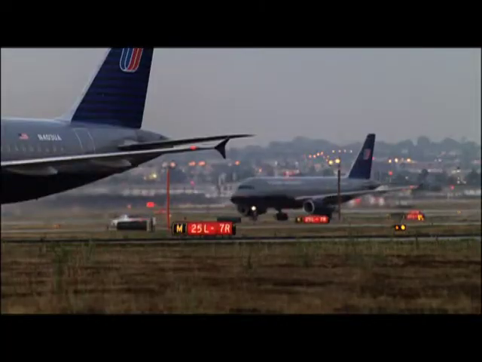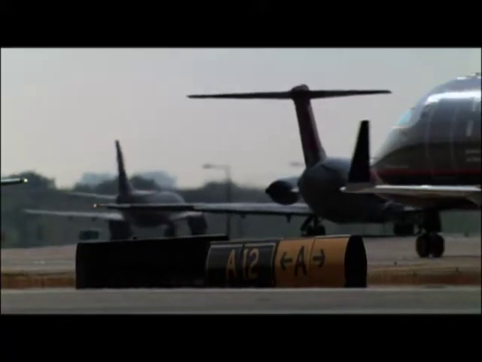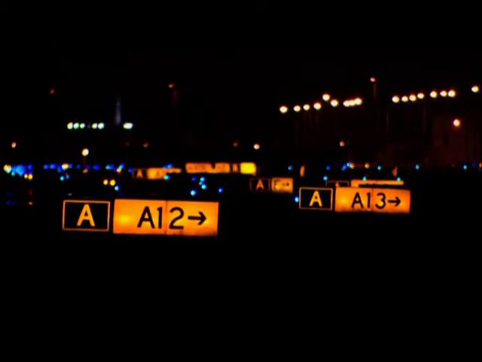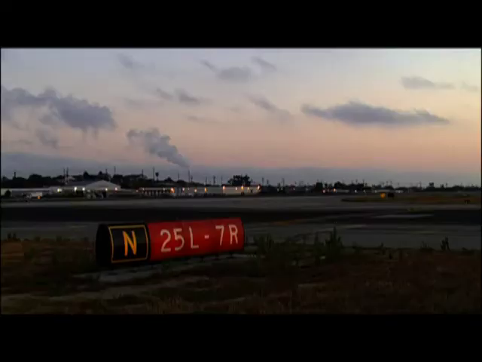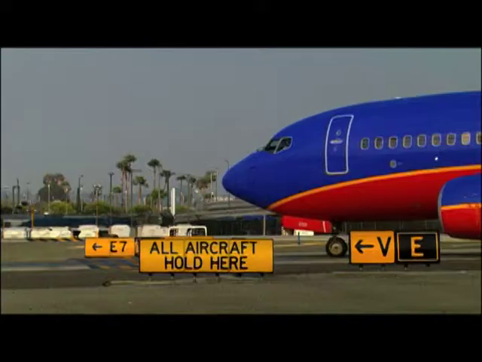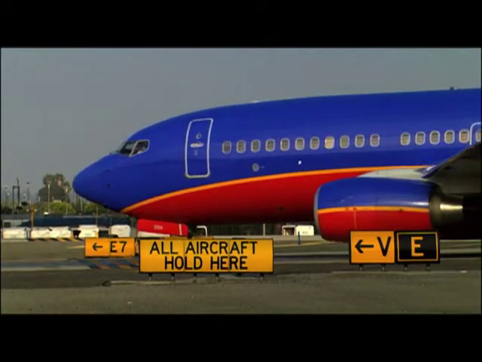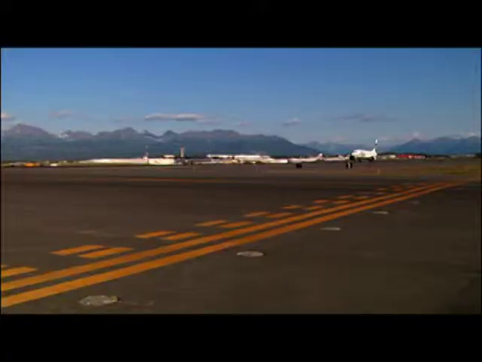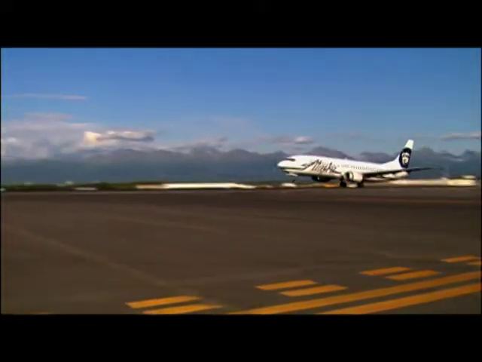Airport taxiways and runways are extremely complex and busy environments. At night or during low visibility conditions, the signs and markings can be even more confusing to the pilot who is unprepared. It is extremely important for pilots to be familiar with the layout, markings, and signs of each airport.